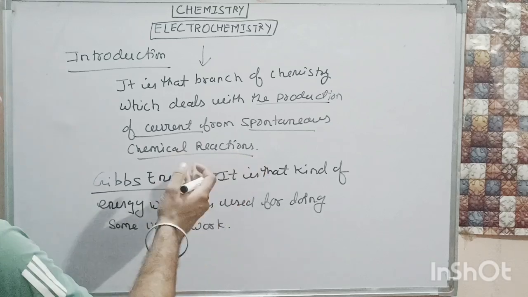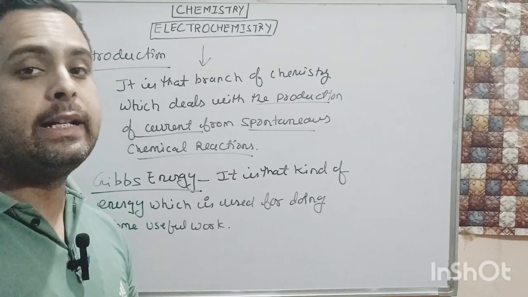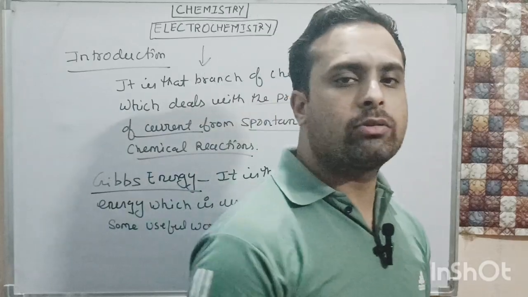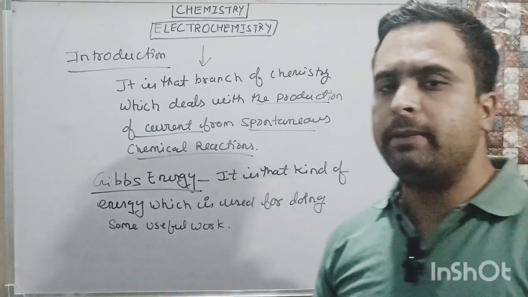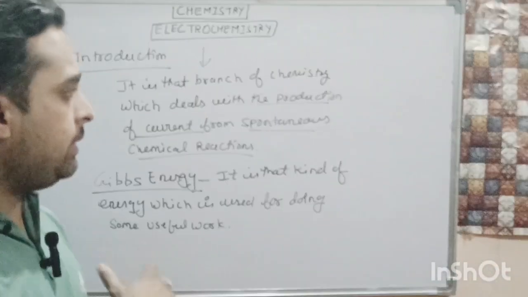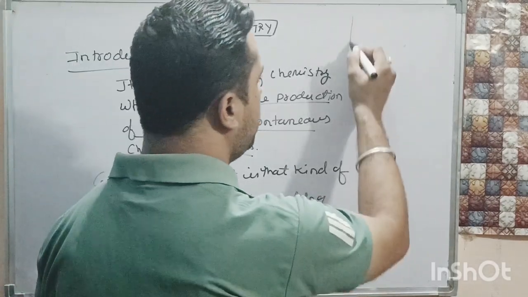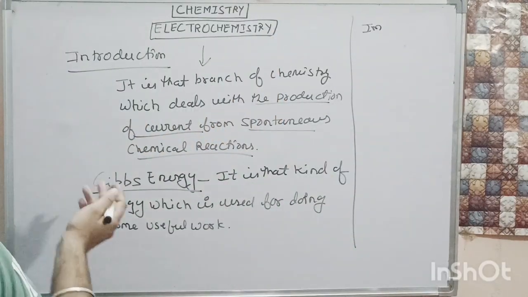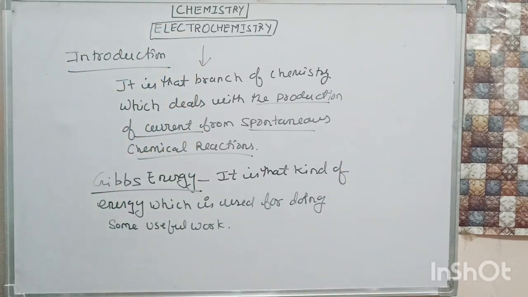If the reaction is spontaneous, what will be the value of del G? Del G is going to be negative, Gibbs energy is going to be negative. In case of equilibrium, del G is equal to 0, and in case of non-spontaneous reactions, del G is positive. We have studied all this in our previous classes, especially in class 11. So this is Gibbs energy. Now, what is the importance of electrochemistry? You can note down a definition first. If you want to note it down, pause and note down the definition.